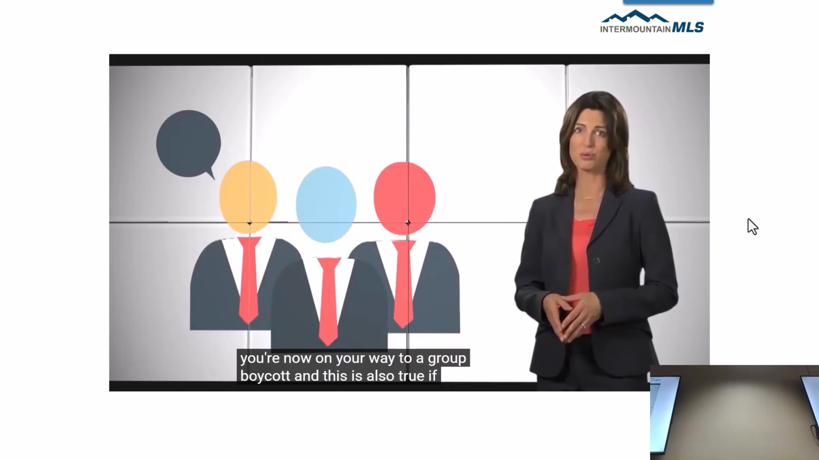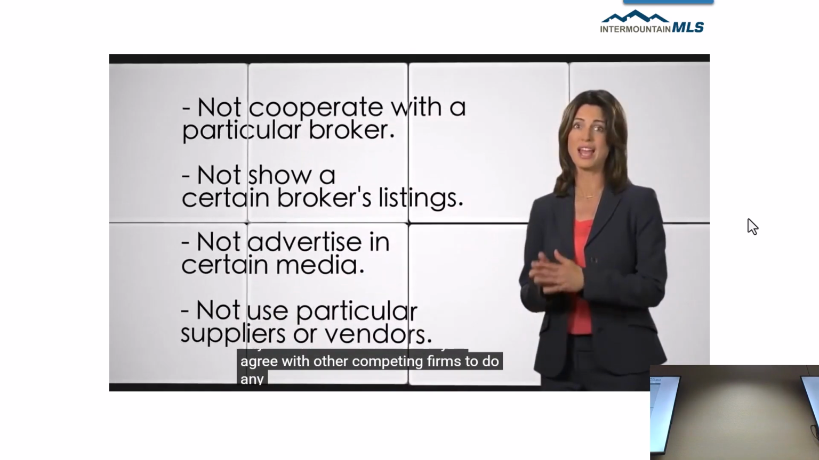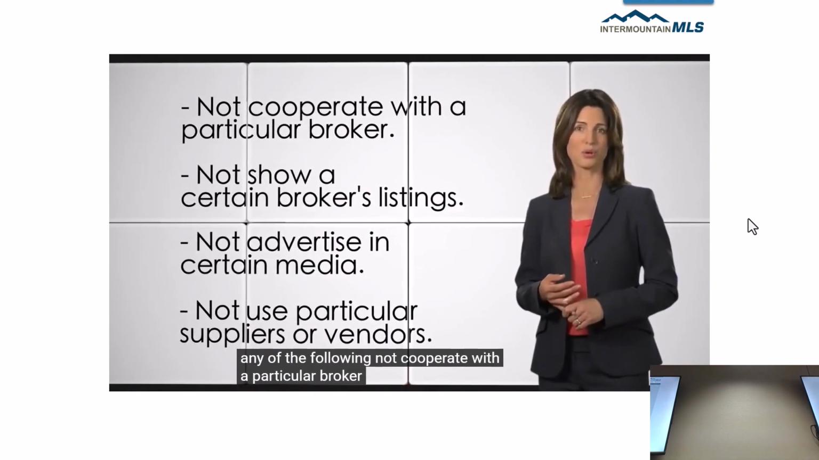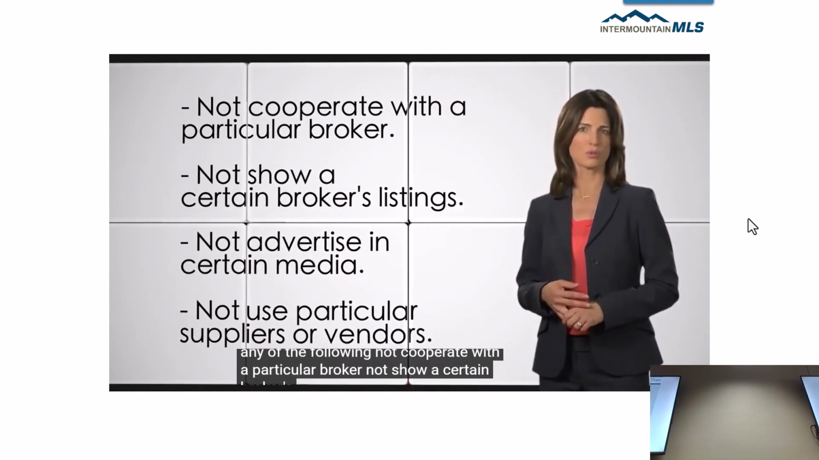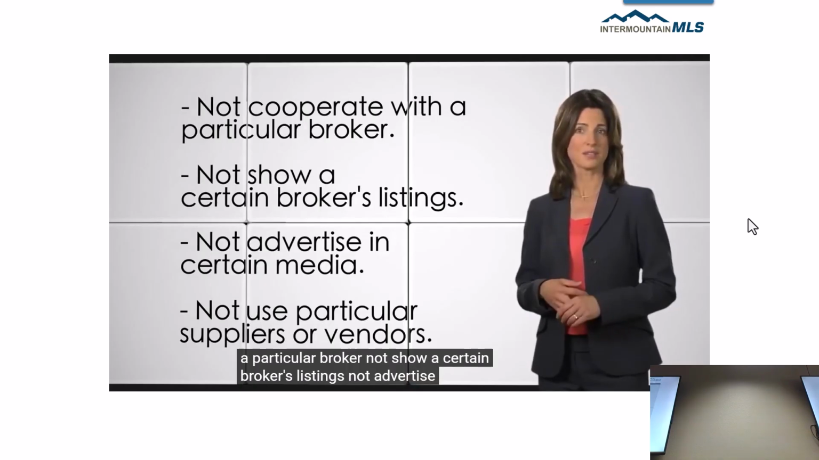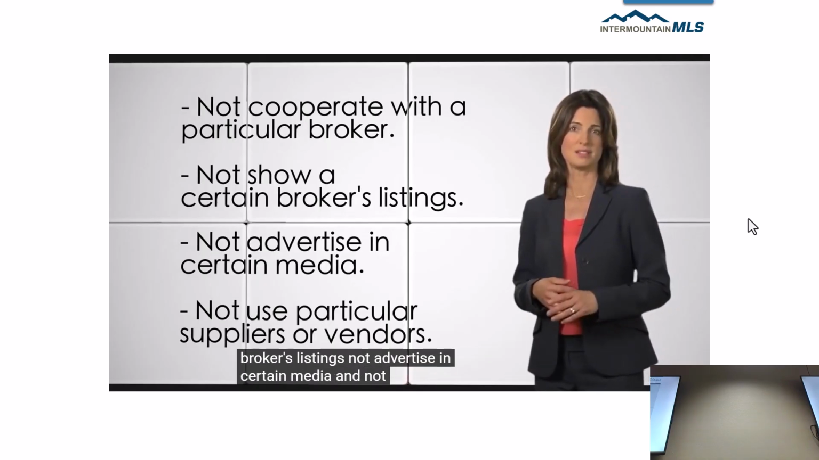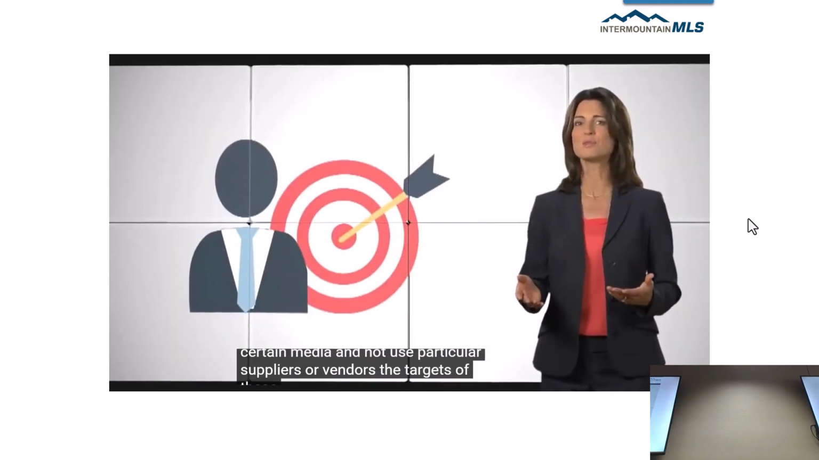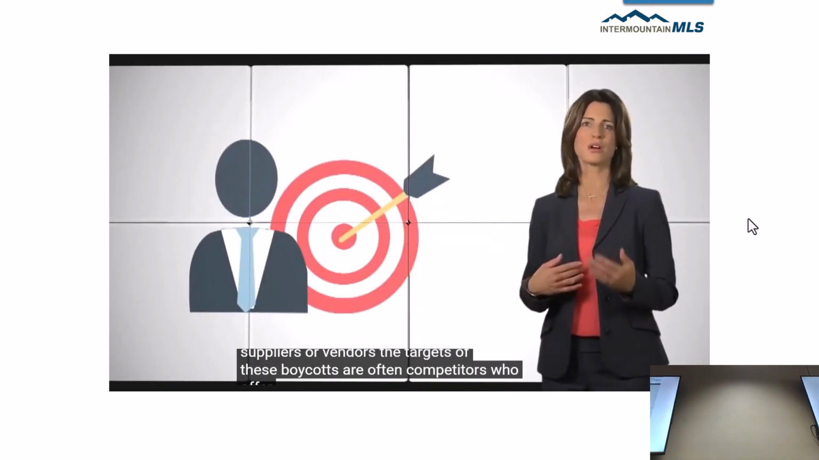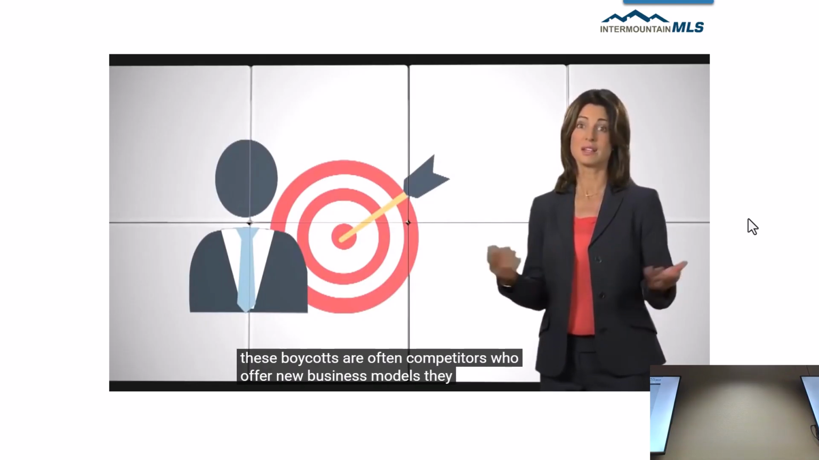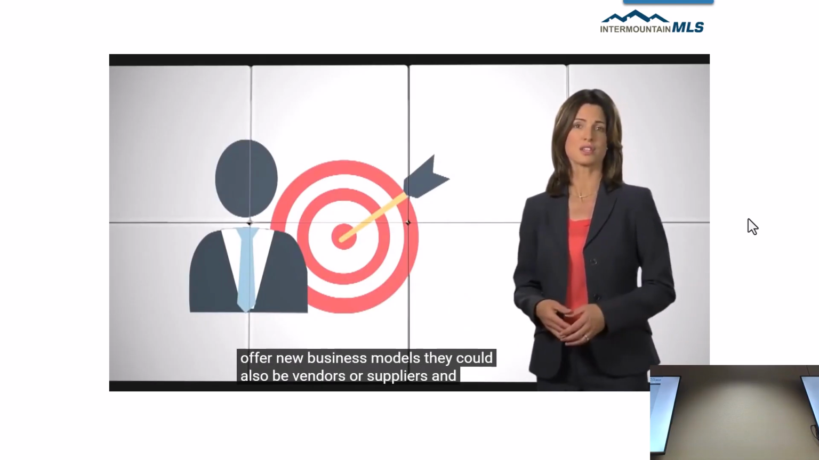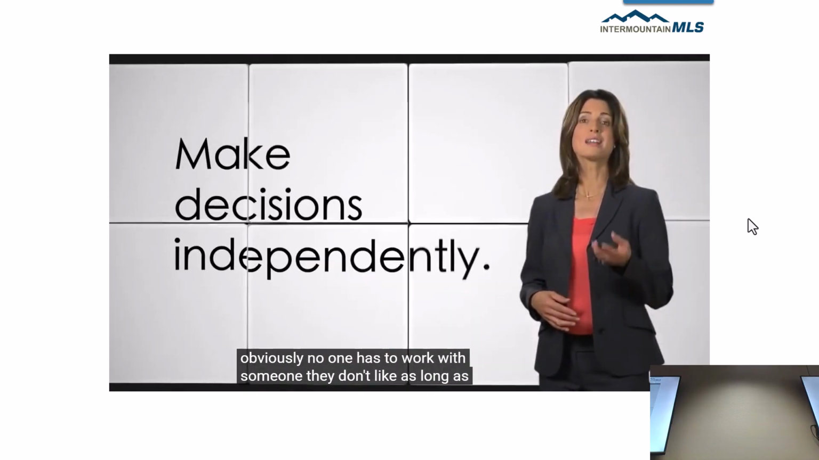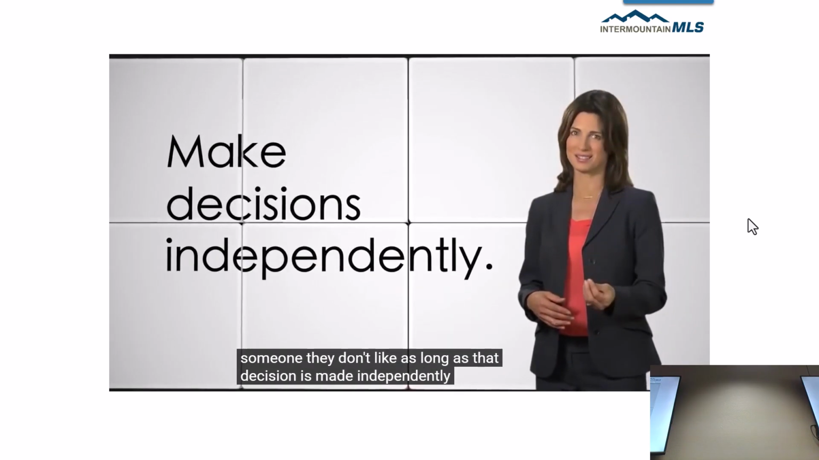And this is also true if you agree with other competing firms to do any of the following: not cooperate with a particular broker, not show a certain broker's listings, not advertise in certain media, and not use particular suppliers or vendors. The targets of these boycotts are often competitors who offer new business models. They could also be vendors or suppliers. And obviously, no one has to work with someone they don't like, as long as that decision is made independently.